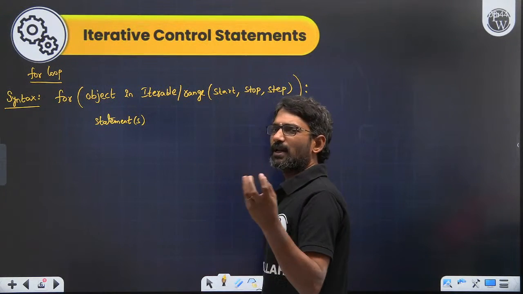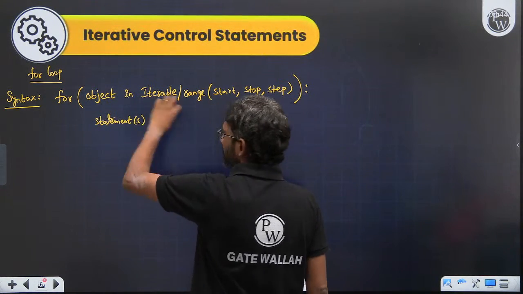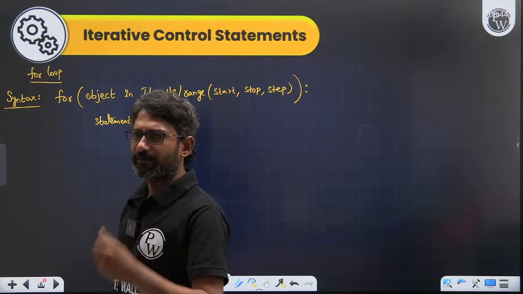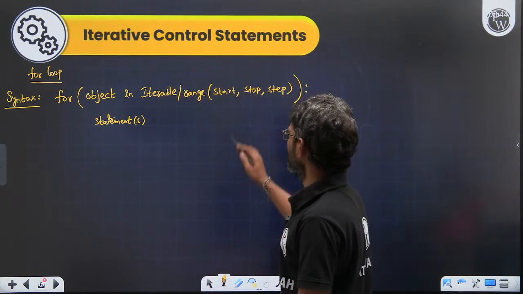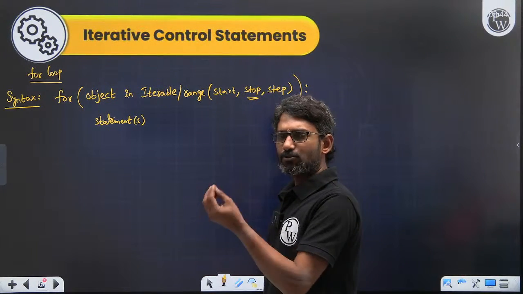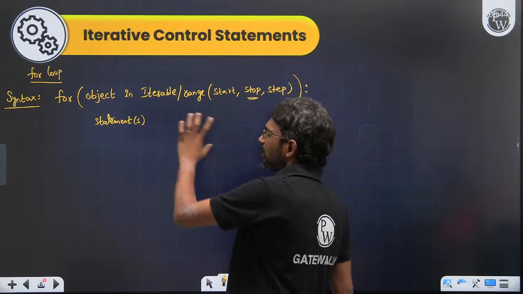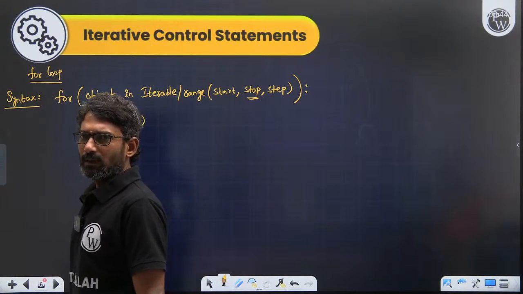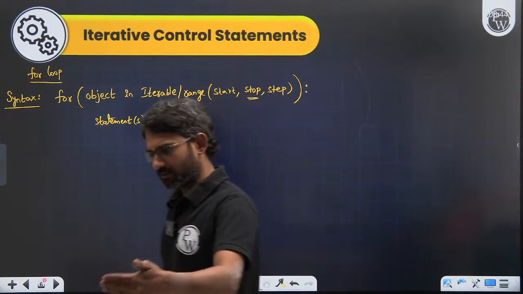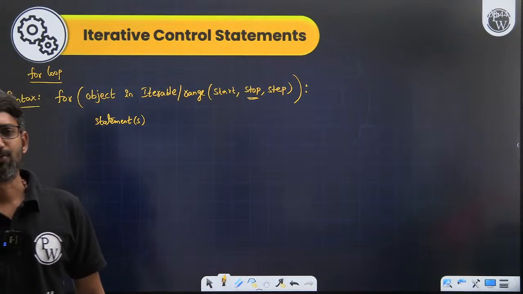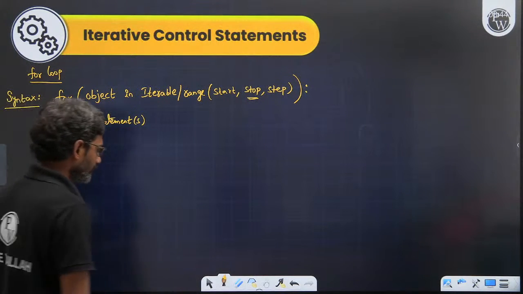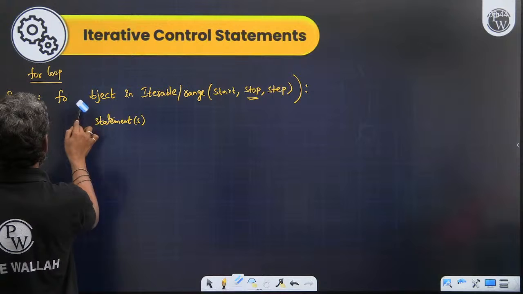Same nature as while. Until this object becomes false, the statements get executed. Means until that object refers to a false value, or else when you have given this stop, until that stop limit is reached, the statement or statements get executed. Okay, so what is this object in iterable, we will understand in a moment. Once we discuss strings and lists, you will understand. So wait a little to understand this.